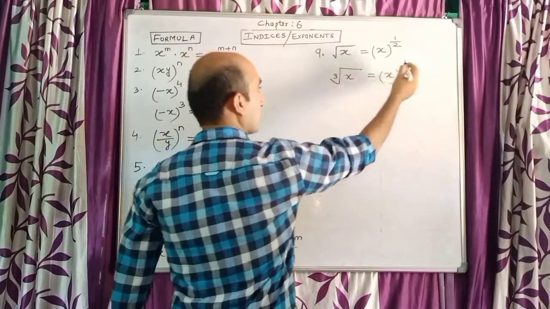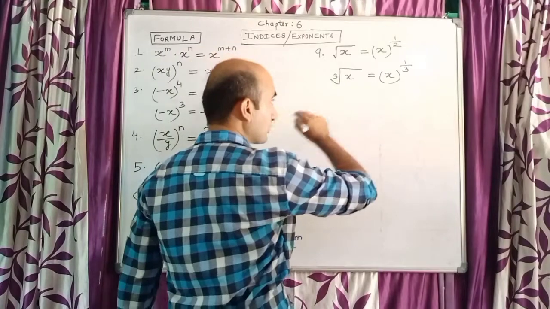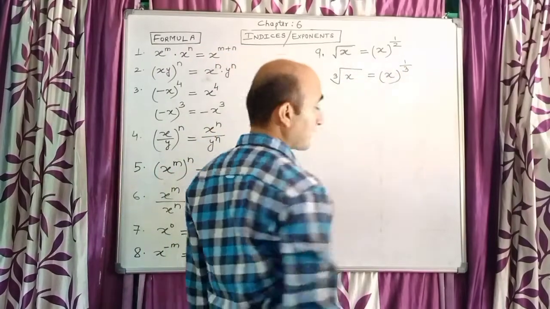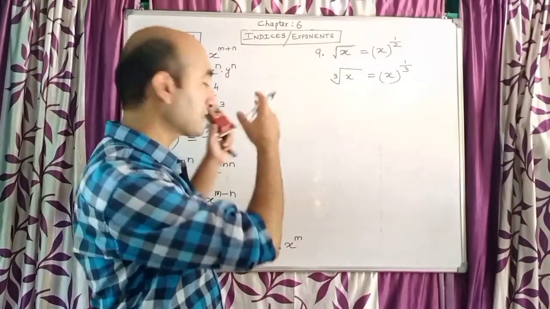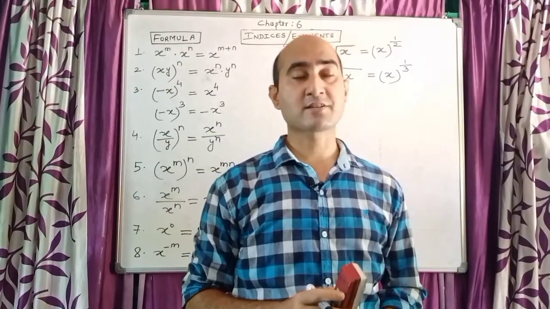But for cube root, you need to write 1 by 3. That means when there is 3 here, it is cube root, so write x to the power 1 by 3. So now applying these formulas, children, I will do some questions for you and then you practice these questions.